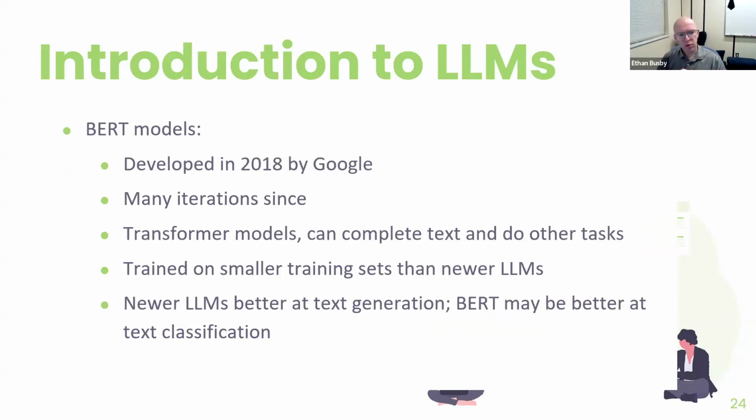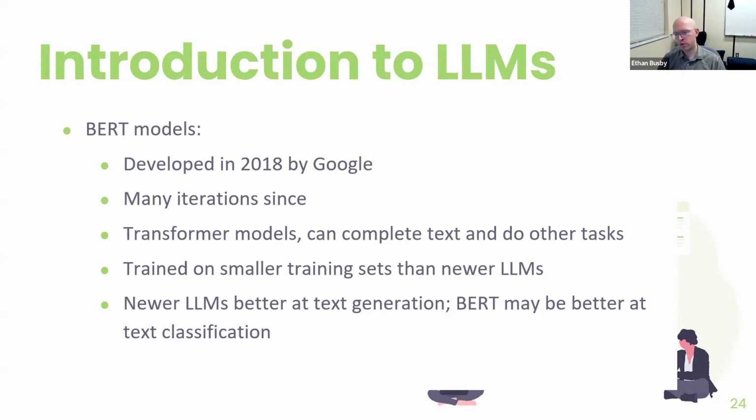BERT models were developed around 2018 by Google. They've been much expanded since then, and there have been many versions of them that have followed. There are RoBERTa models, there are distilled versions of BERT models, and specific linguistic and domain-focused applications of BERT models. These are called transformer models. What that means is they take text and turn it into something else, and they can then generate other things. They can complete text and do other tasks.